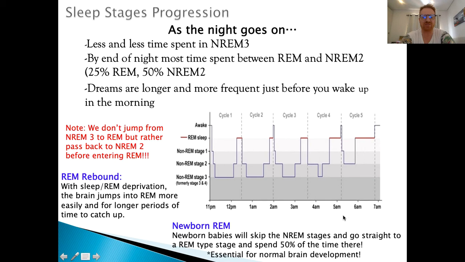Technically, they will skip from these NREM stages and go straight into REM sleep. Again, they really need that processing, recuperation, growth type of REM sleep for their brain development. They spend about 50% of their time in this baby REM, like newborn REM, and that's essential for their brain development. If they're not sleeping enough, they're not going to grow enough, they're not going to have enough brain development, they're going to be cognitively delayed, essentially.